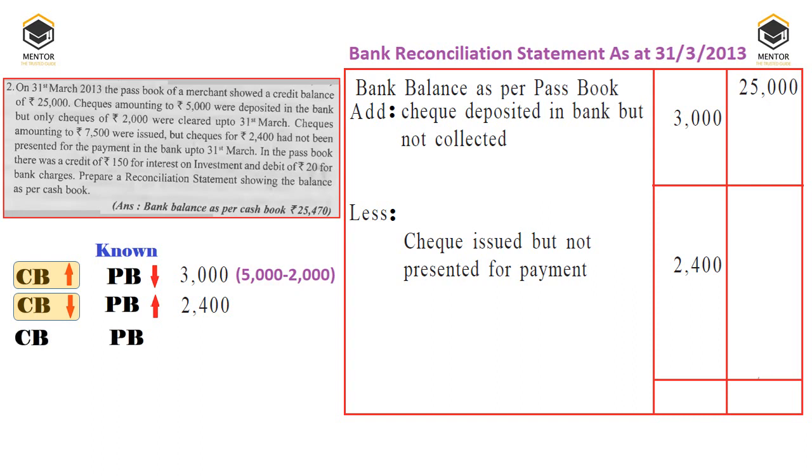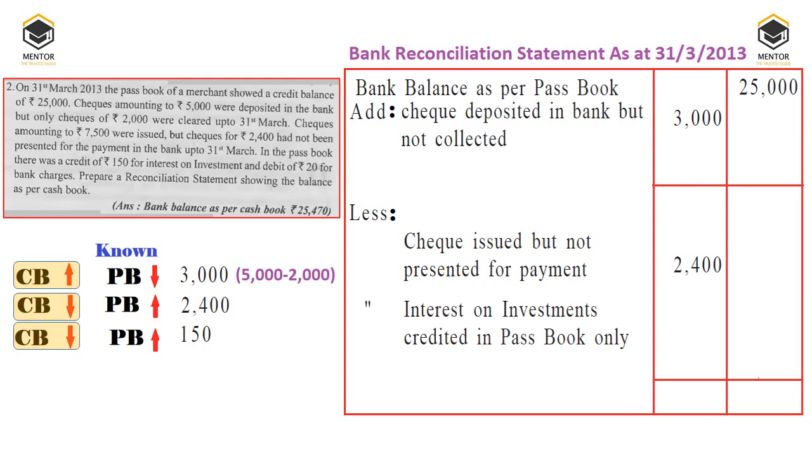So next item. In the cash book, there is 150 interest on investment. So whenever the bank collects interest on investment, what will happen? Our passbook balance will increase, favorable balance will increase, and cash book balance will decrease. Which one do we need to find out? Cash book, right? So 150 should be deducted as it is a down arrow. So interest on investment credited in the passbook only, that is 150 rupees, should be deducted.